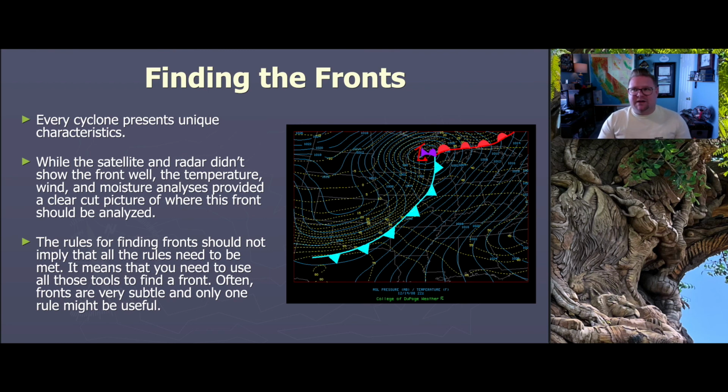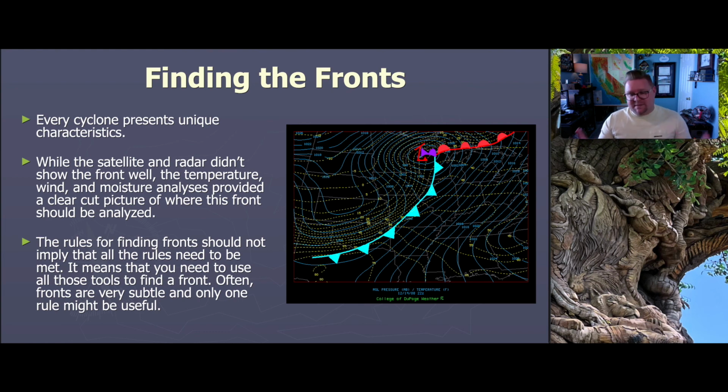So it's kind of like the Pirate's Code. It's a rule, but there's a little bit of gray zone to try to make that distinguishing understanding and identification of what the rules really are. It says often fronts are very subtle, and only one or two of those rules might be extremely useful because maybe they're the ones that have not developed yet.